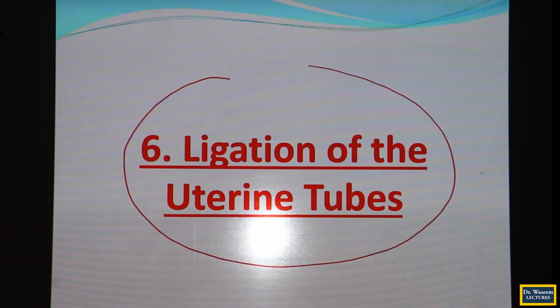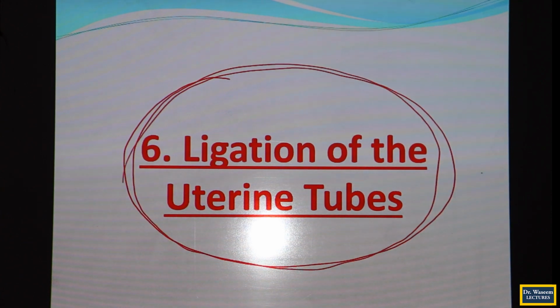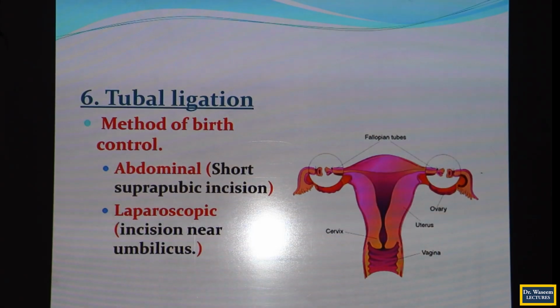There is a ligation of the uterine tubes. This is one of the common methods for contraception. It is a method of birth control. There are two methods here: either it is abdominal, where a short suprapubic incision is given, or it can be laparoscopic, where the incision is given close to the umbilicus.